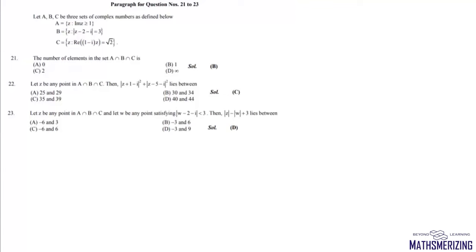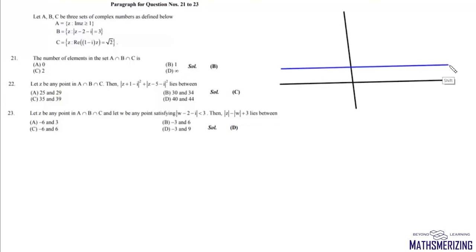Now here the question is, let A, B, C be three sets of complex numbers as defined below. Now A is all z such that imaginary part of z is greater than or equal to 1. So we'll draw the axis. And then we'll draw this line, which is y equals 1. So A consists of all the points which lie on this line or above this line.